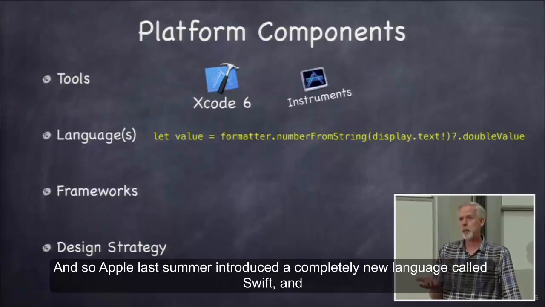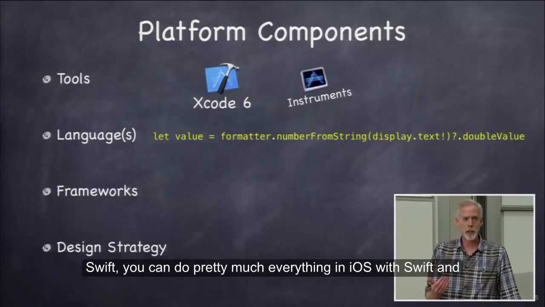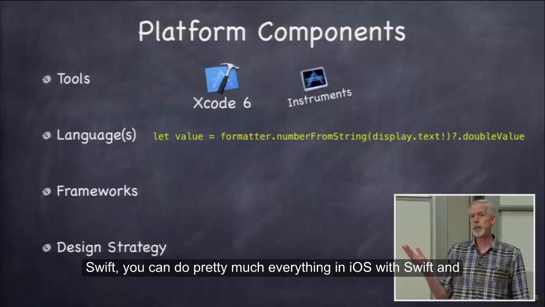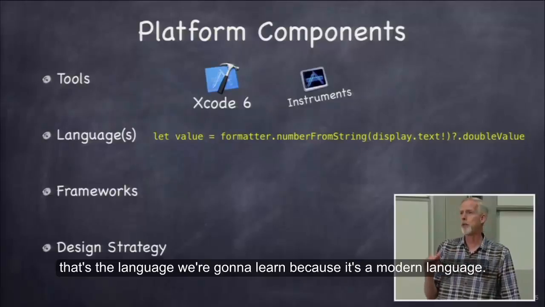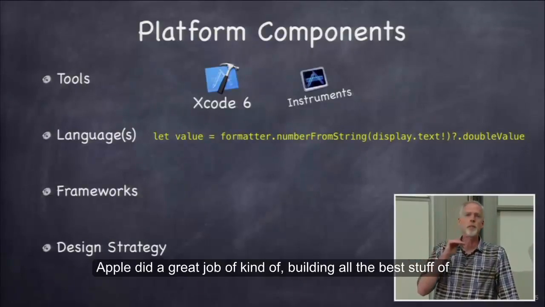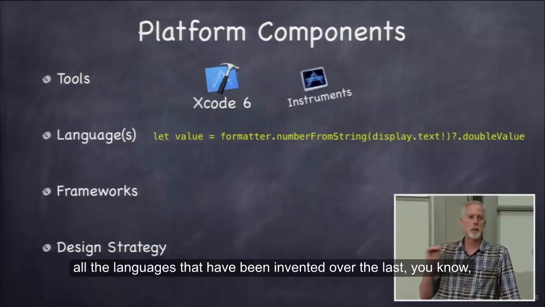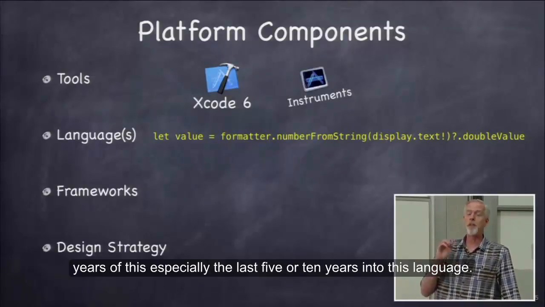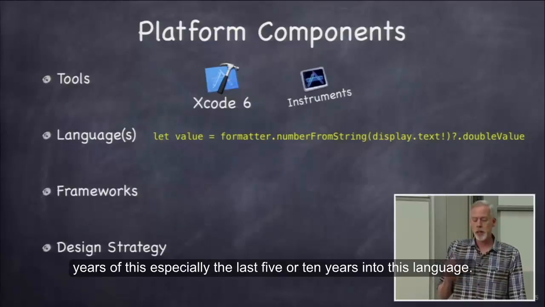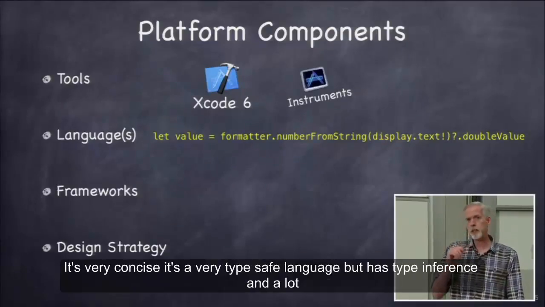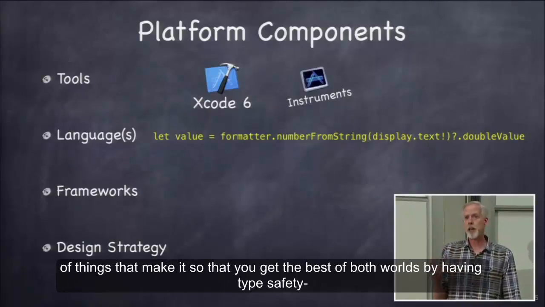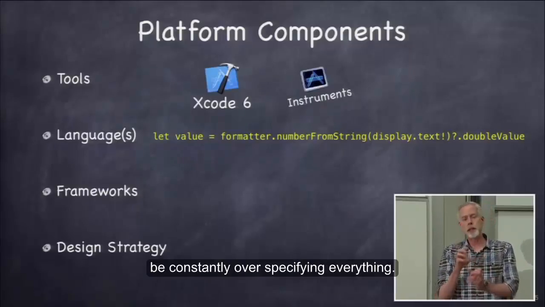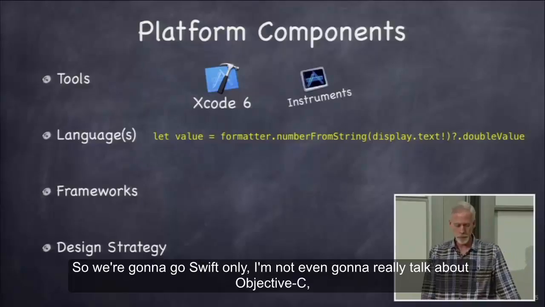And so Apple last summer introduced a completely new language called Swift. And with Swift, you can do pretty much everything in iOS, and that's the language we're going to learn because it's a modern language. Apple did a great job of building all the best stuff of all the languages that have been invented over the last 25 years, but especially the last probably 5 or 10 years, into this language. It's very concise. It's a very type-safe language, but has type inference and a lot of things that make it so that you get the best of both worlds of having type safety and not having to be constantly over-specifying everything. So we're going to go Swift only.